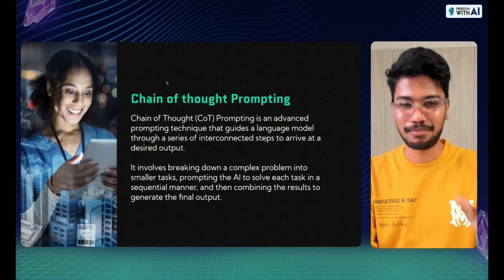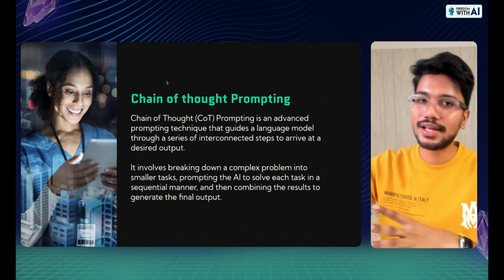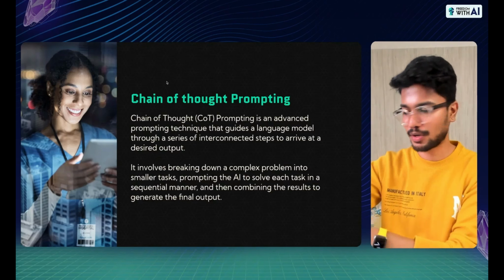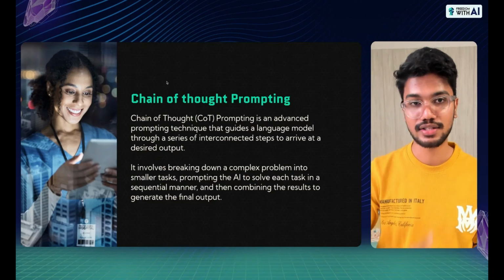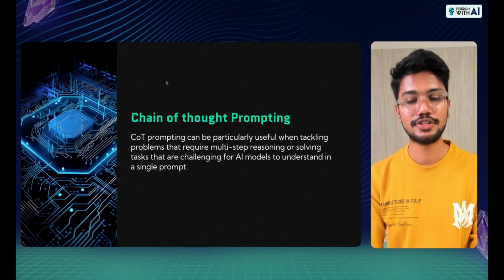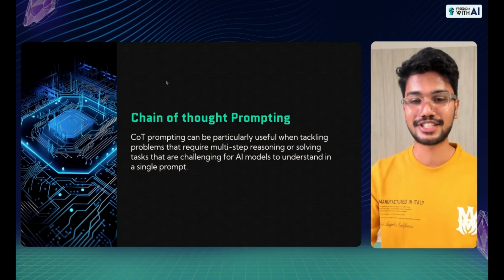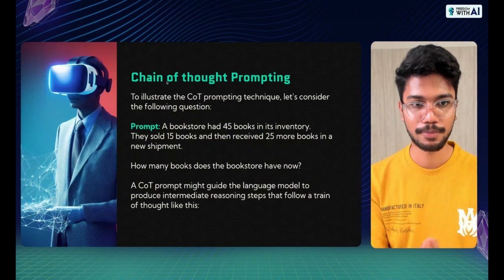Exactly the book example I told you. Remember, you are combining all the output answers, putting them in a Google Doc, and then the final answer will be arrived at there. So chain of thought prompting can be particularly useful when tackling problems that require multi-step reasoning or solving tasks that are challenging for AI models to understand in a single prompt.